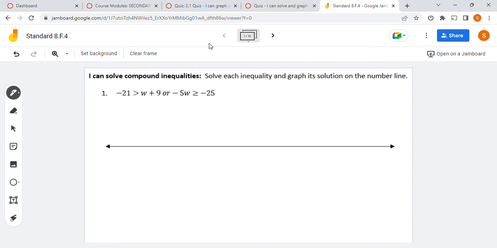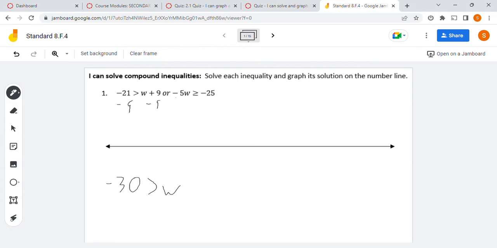For this first question, we have two inequalities that we are going to solve separately. We're going to graph separately and then analyze this word "or" right here to see what the final graph will look like. On the left, we're going to solve it by subtracting 9 from both sides. Subtract 9, that gives us negative 30 is greater than w.